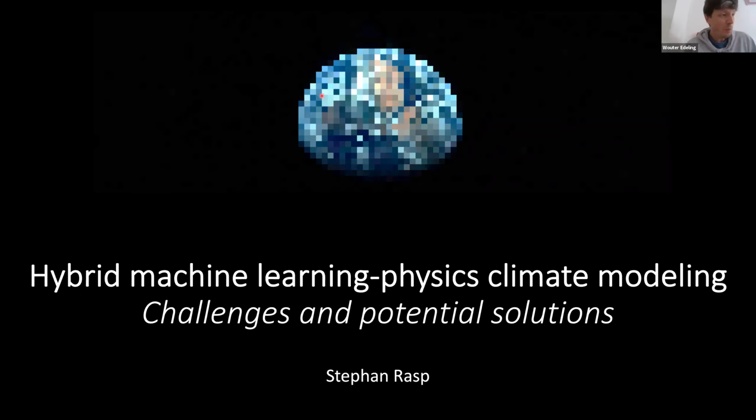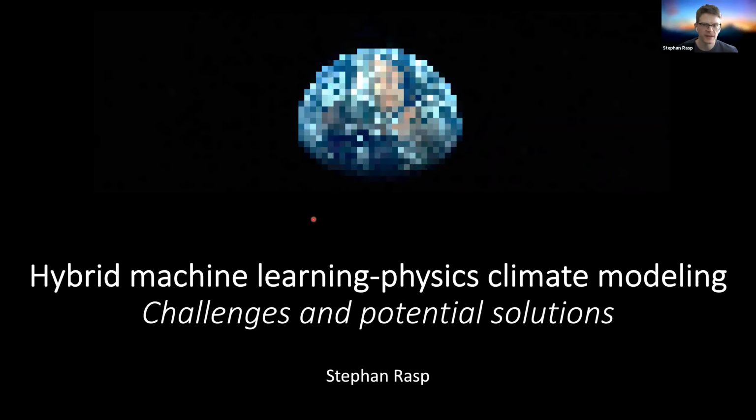Today we have Stephan Rasp. He did his PhD in Munich at the Meteorological Institute, if I'm not mistaken. And right now he is a senior data scientist at Climate AI. And he's going to talk about online training of neural networks embedded in climate models. So Stephan, the floor is all yours.